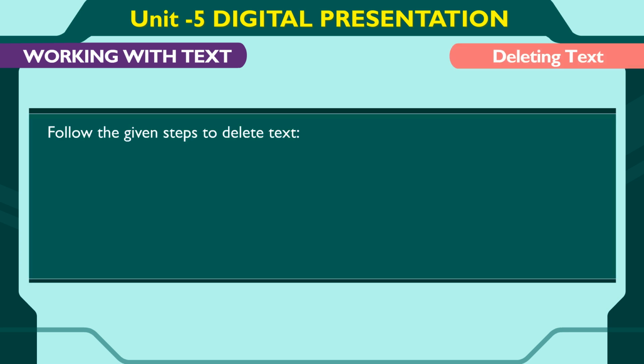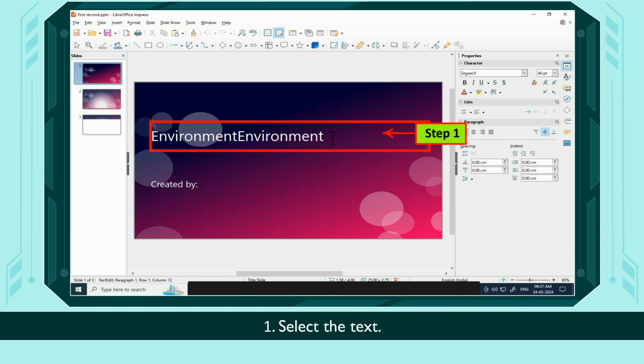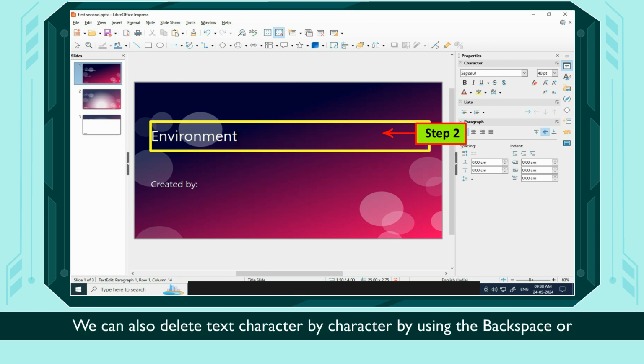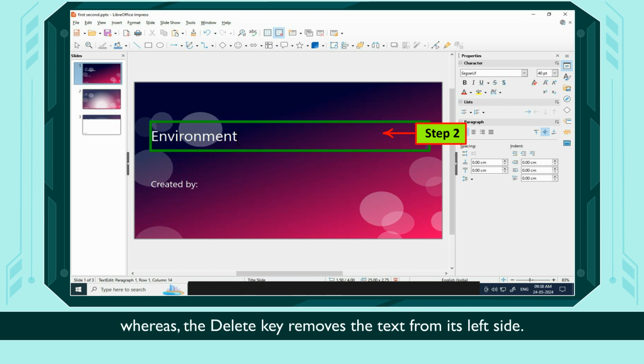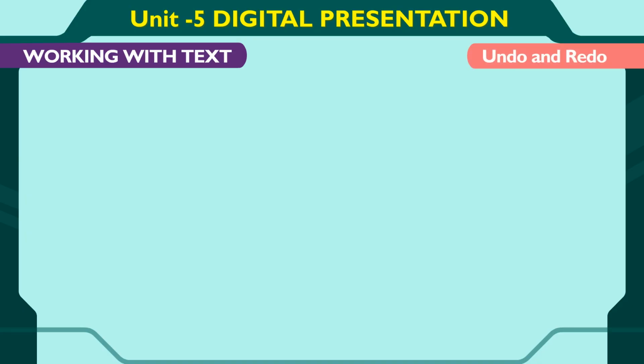Deleting text. Follow the given steps to delete text. 1. Select the text. 2. Press the Delete key or press the Backspace key. We can also delete text character by character using the Backspace or Delete key. The Backspace key deletes the text from the left side of the cursor, whereas the Delete key removes the text from its right side.